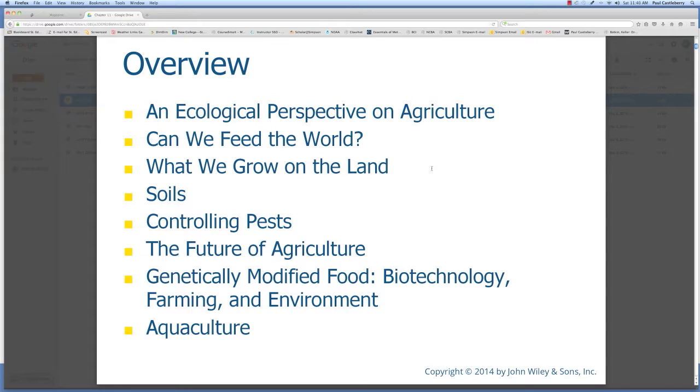Soils. Without soils, you don't have an agriculture in the traditional sense. Now, we'll talk about aquaculture a little bit later. We'll touch on that briefly. And as we know, farmers are constantly battling against pests, so we'll talk a little bit about that. We'll talk about the future of agriculture. And then we'll touch a little bit on GMOs, genetically modified foods. We'll talk about it in particular in terms of biotechnology, farming, and the environment. And then we'll close out this particular chapter on aquaculture. I think you'll find that kind of funny.